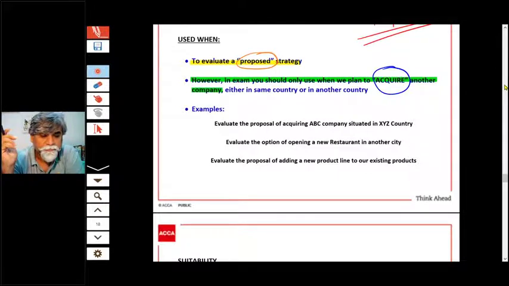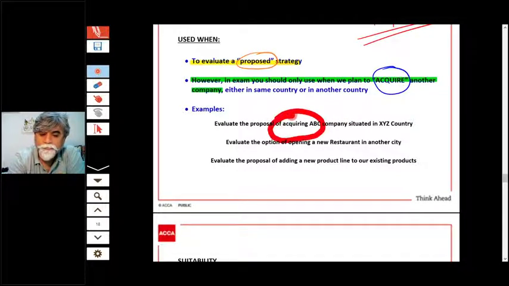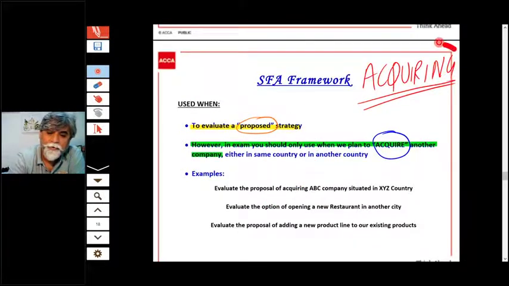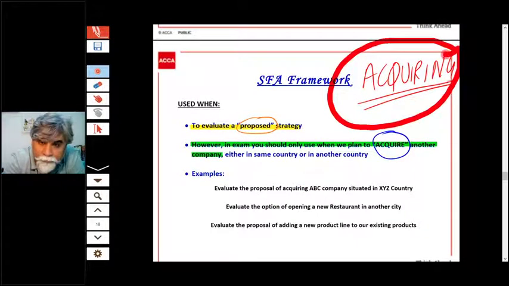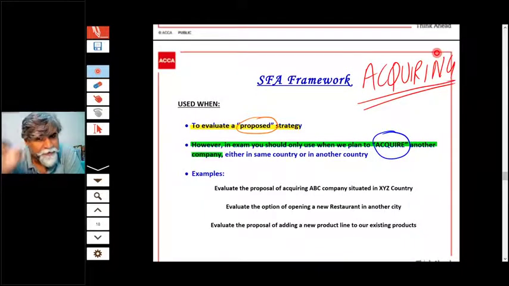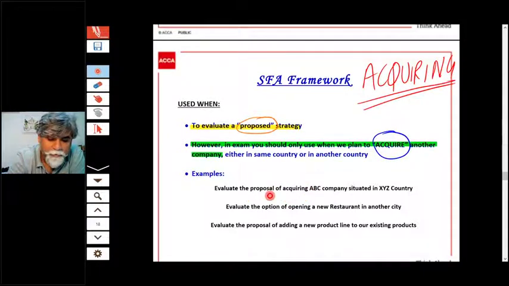SFA. And why do you say SFA? Because there's a very clear word, acquiring. Remember this word I specifically wrote in red. If you see this word in the question, SFA, SFA, SFA. Khalas. This one. Now tell me about this one.